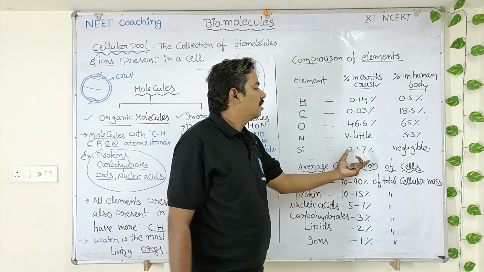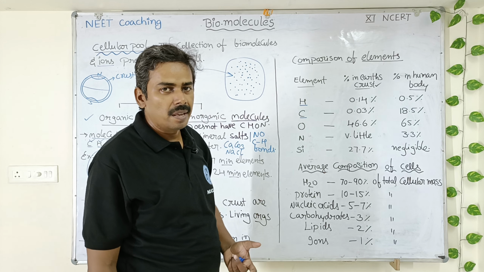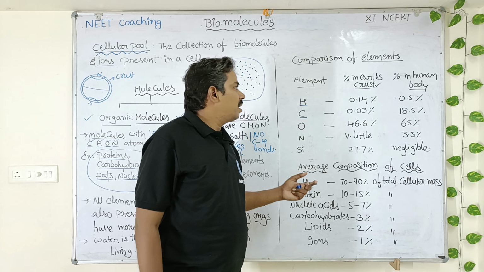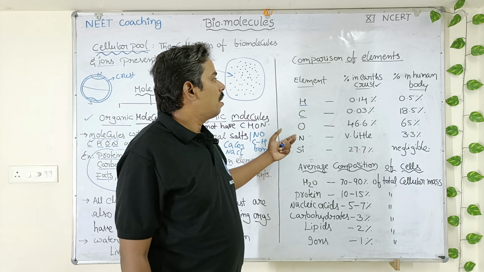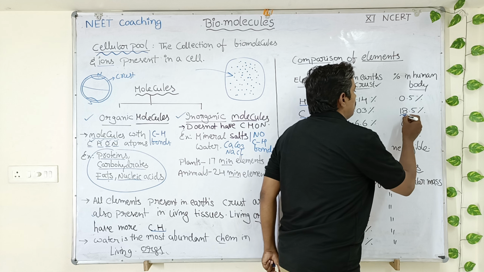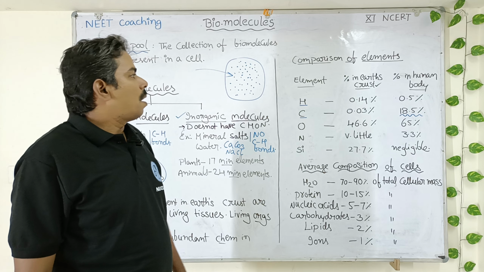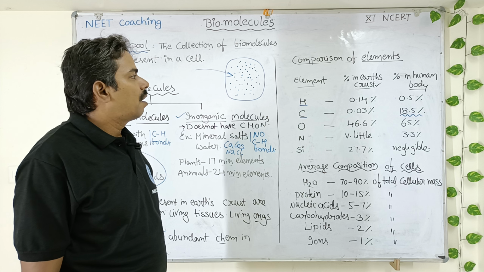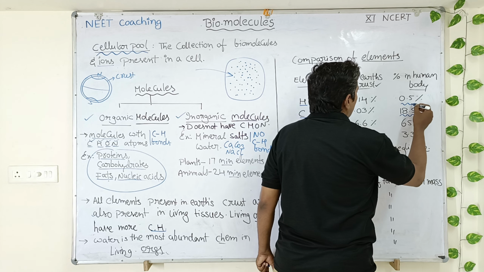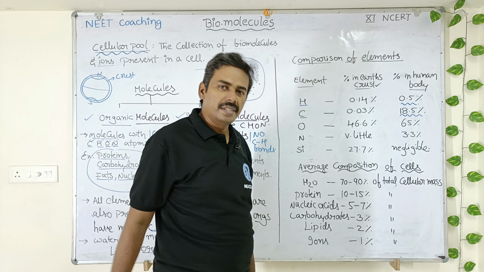So from these values, questions will be asked in the NEET examination. Mostly, what type of questions will be asked? What is the percentage of carbon in the human body? 18.5%. This is the most expected question. Another question: what is the percentage of hydrogen in the human body? 0.5%. So these are the two important questions which can be asked in the NEET examination.